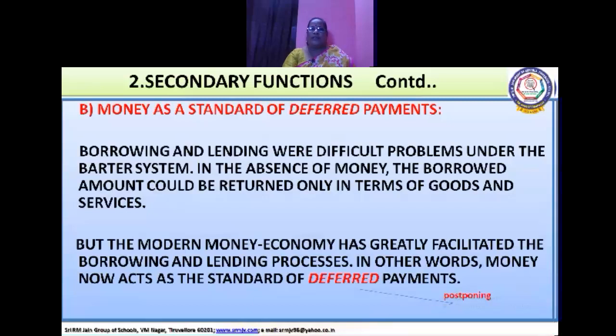What do you mean by deferred payments? Whatever you are getting, you can pay the amount by postponing. Okay, that is deferred payments.